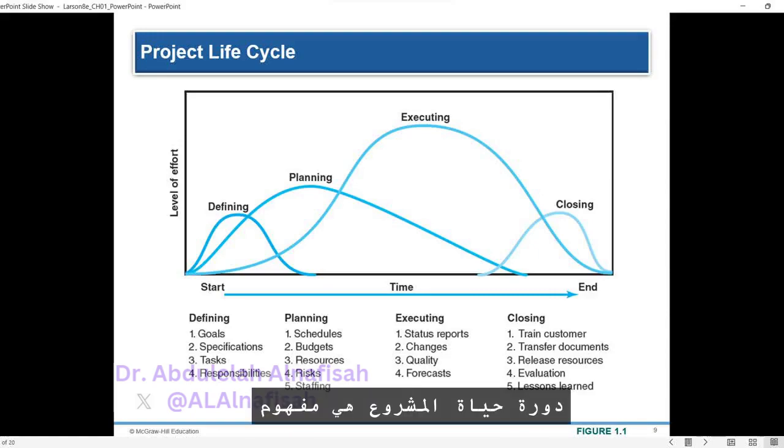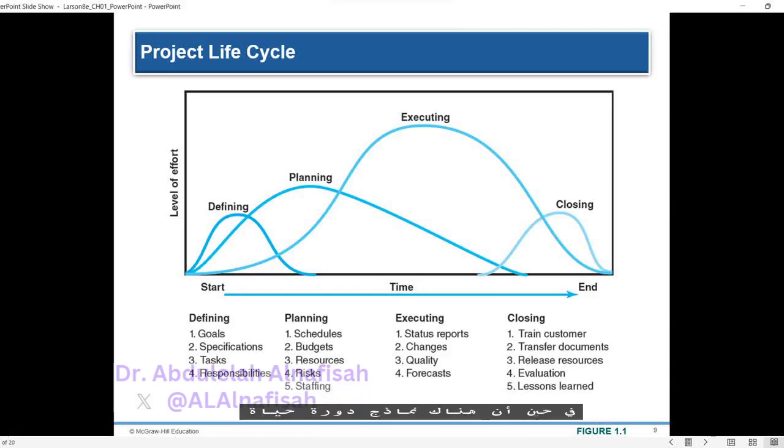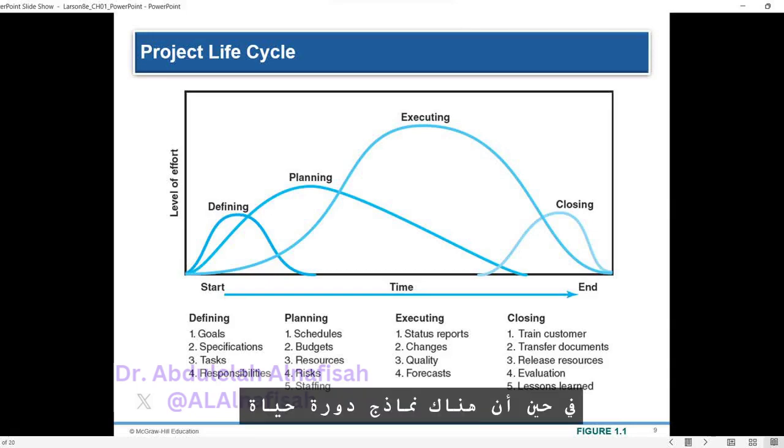The project life cycle is a concept used to illustrate the unique nature of project work, recognizing that projects have a limited lifespan and undergo predictable changes in effort and focus over time. While there are various life cycle models in project management literature, the general project life cycle typically consists of 4 stages: defining, planning, executing, and closing.